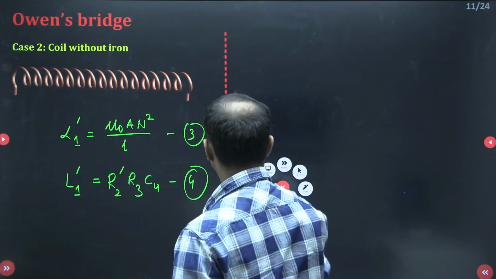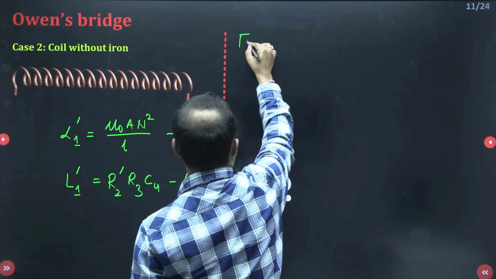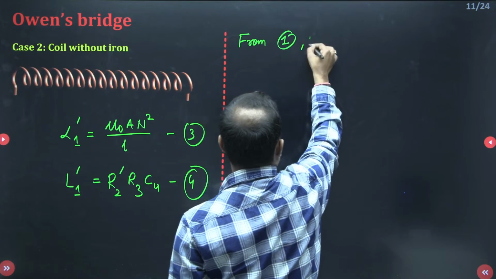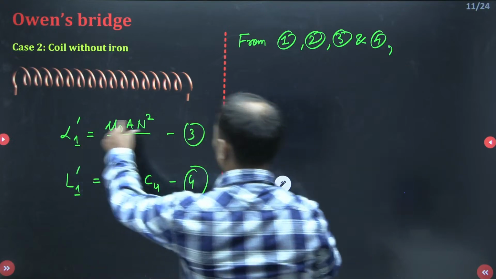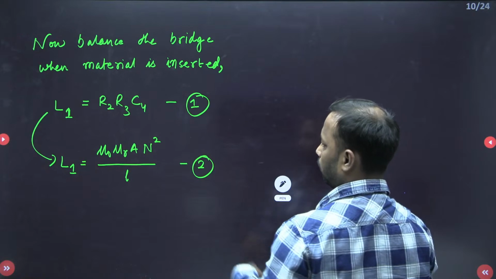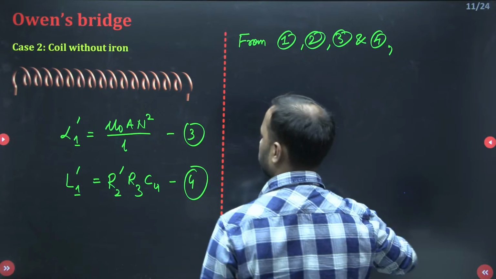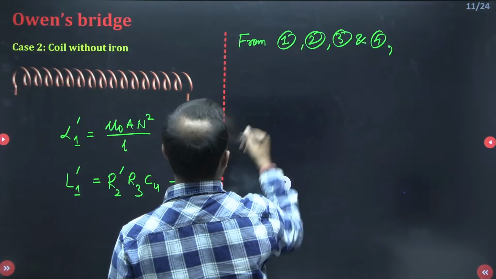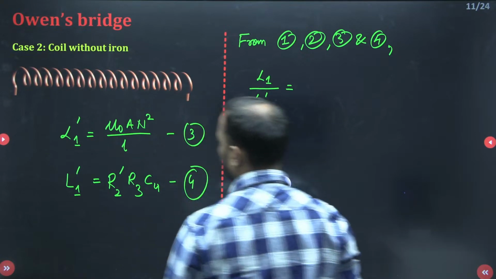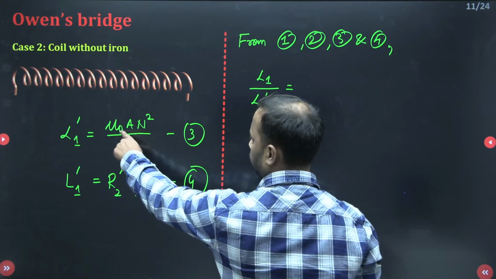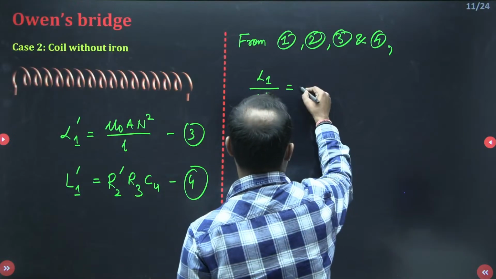How are we going to calculate this mu r? From equations 1, 2, 3 and 4, divide 2 and 3 and see what we are going to get. So L1 by L1 dash will be equal to mu r only, right? It will be mu r.